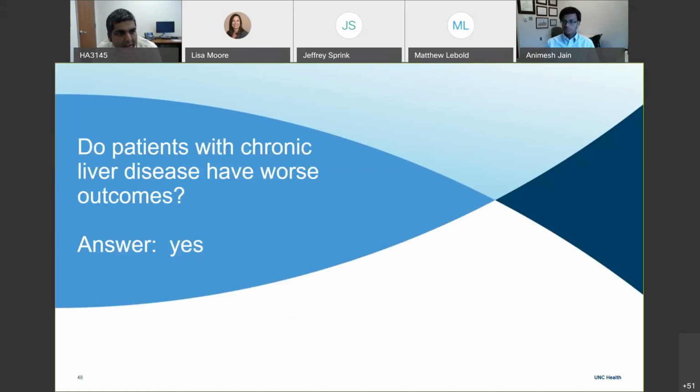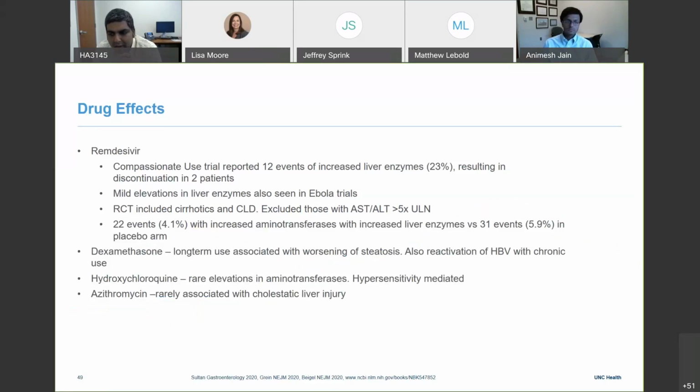So yes, to answer that question, yes, they have worse outcomes. Next slide. All right, briefly to touch on the drug effects that we are seeing with the new therapies for COVID-19.